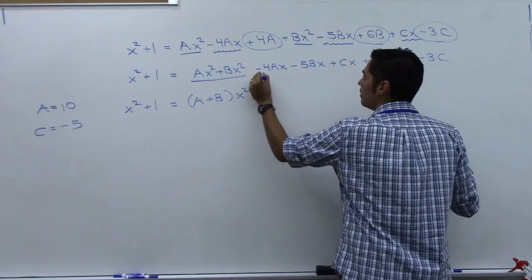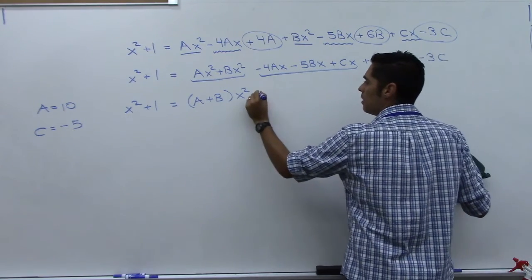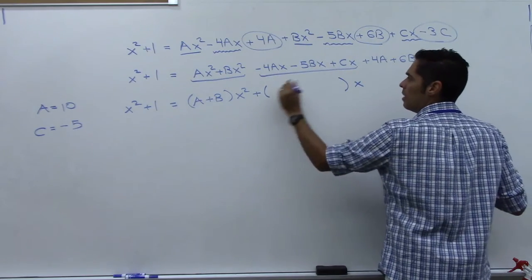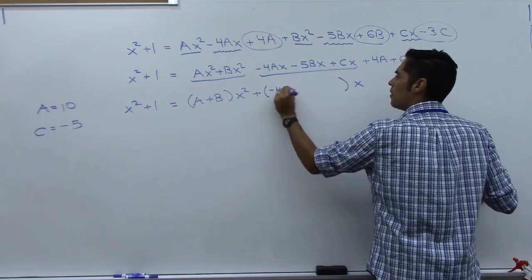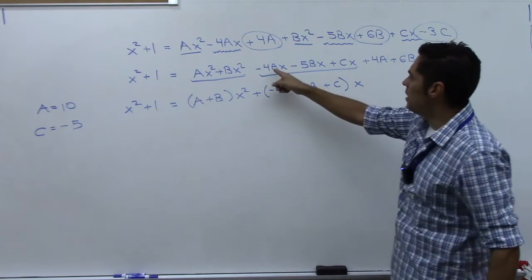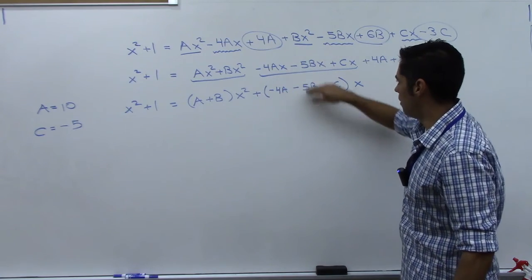Over here, those three have x's in them. I'll pull the x out. Now watch what I do here. Plus, in parentheses, x. And I put these three things: negative 4a minus 5b plus c. So even though there's a minus here, I say plus and then put the minus here and here for those two, and then plus here.